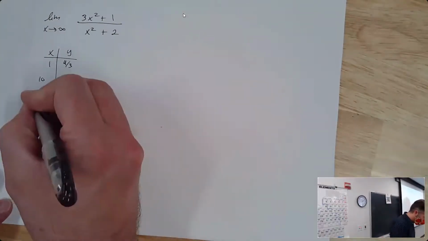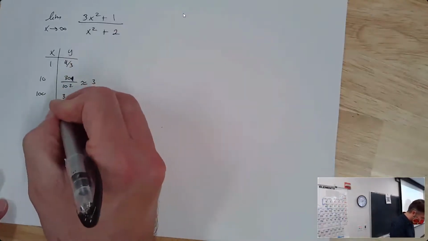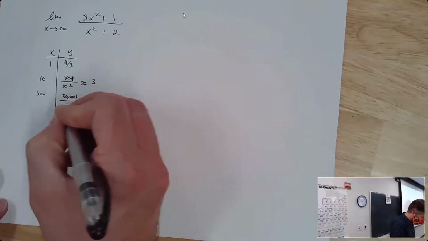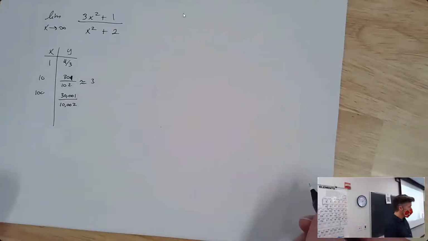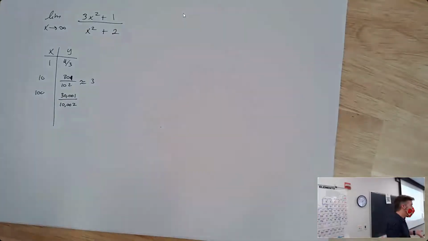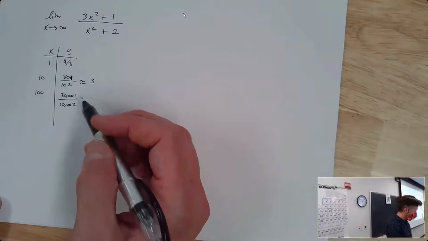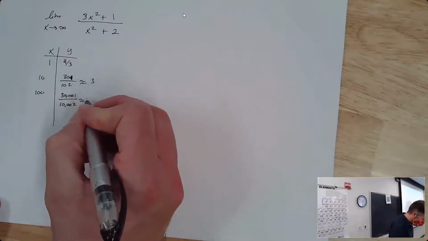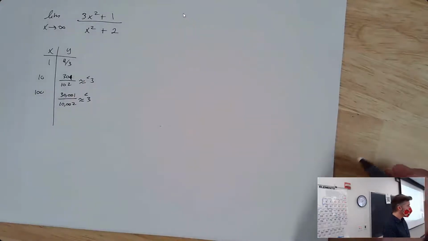And if we go bigger, like 100 squared is 10,000, I got 30,001 divided by 10,002, which is even closer to 3. It's not exactly 3, right? This top part would need to be just a little bit bigger. It's just a tiny bit smaller than 3. So is that one there. But all these numbers are getting closer and closer and closer to 3.